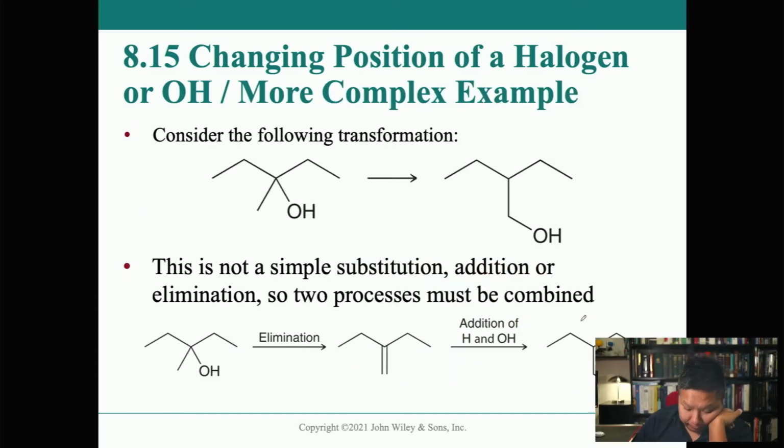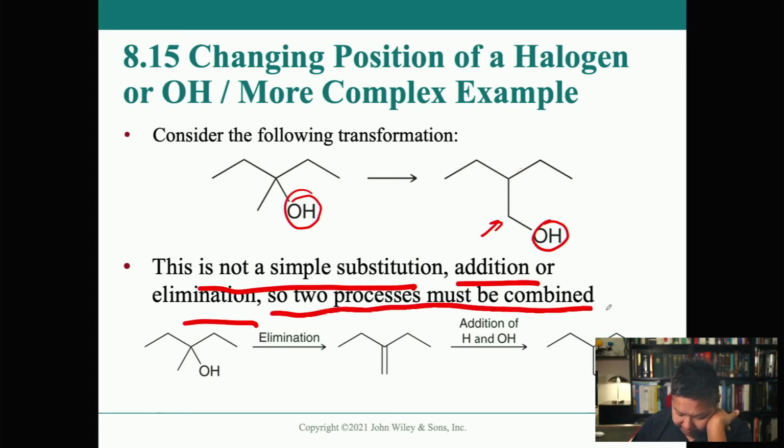Or, how do you make it so that the OH that was here gets moved down to the end of that carbon right there? How do we do that? Well, this isn't a simple substitution or addition or elimination. So we have to do it in two processes. First thing we do is an elimination.